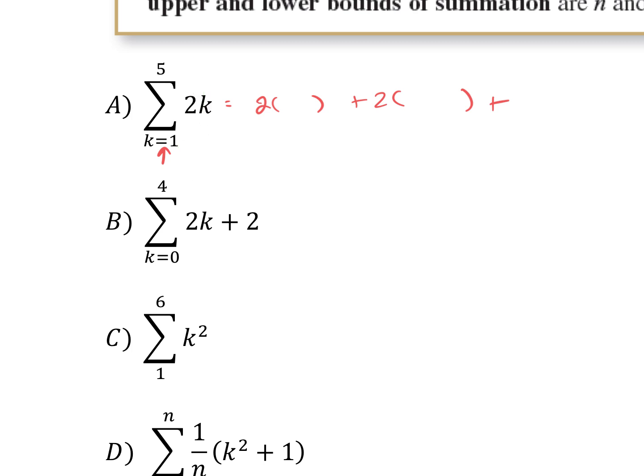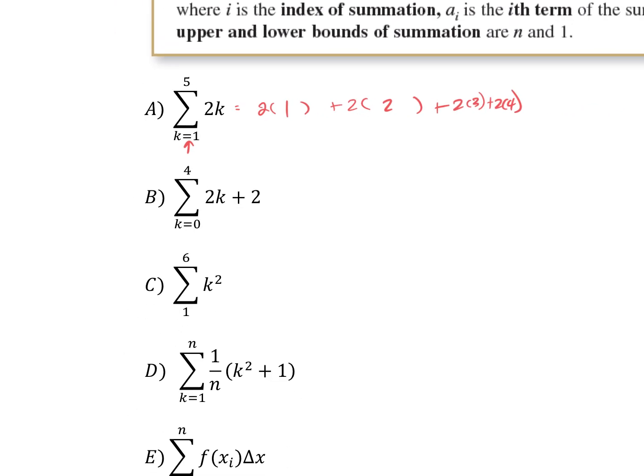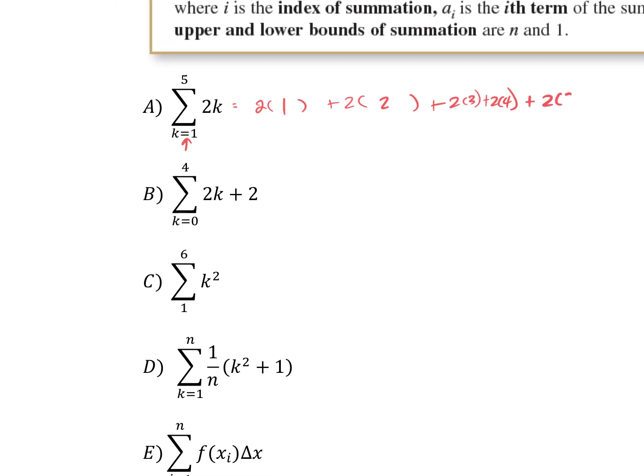Okay, so this would become 2 times 1 plus 2 times 2 plus 2 times 3 plus 2 times 4. And I know I am done when I've reached the top number. Is everybody good? Now, we can calculate what that is. It works out to be 30. Everybody good? Okay.